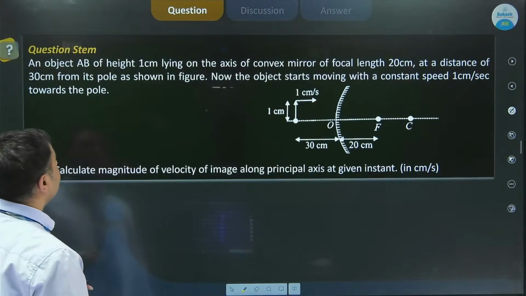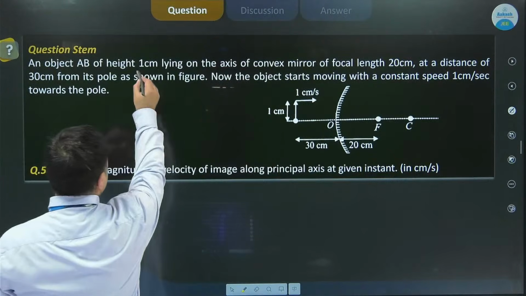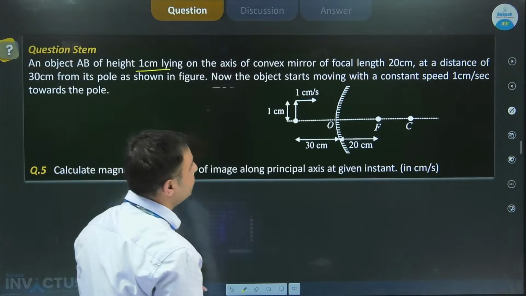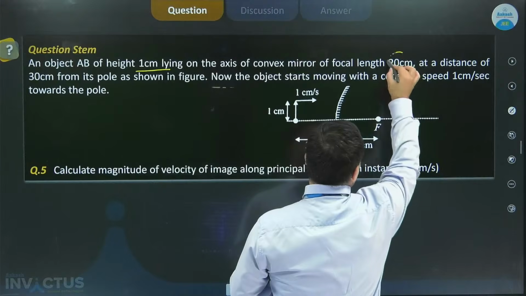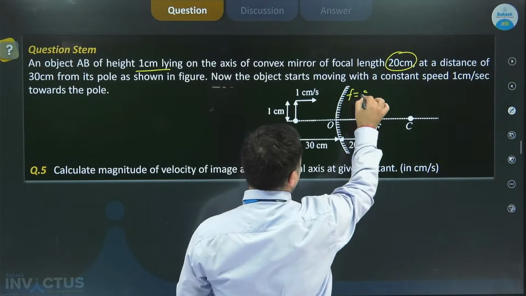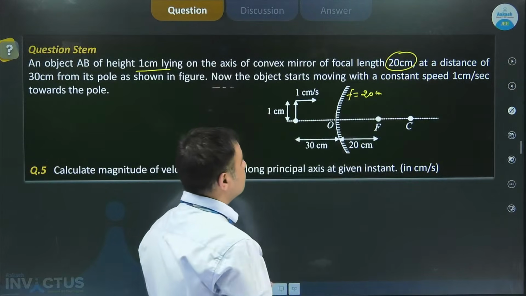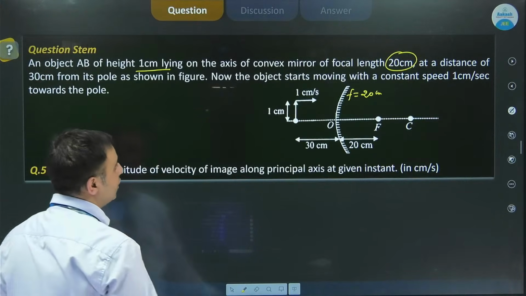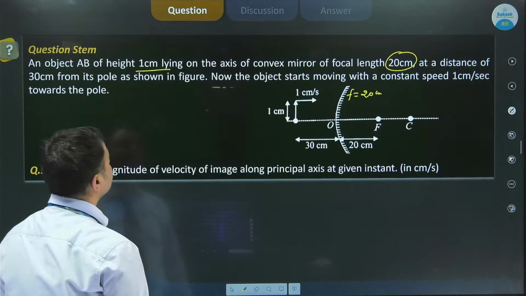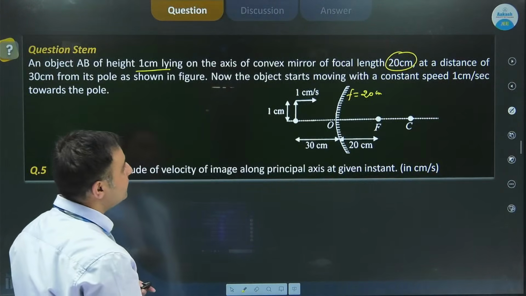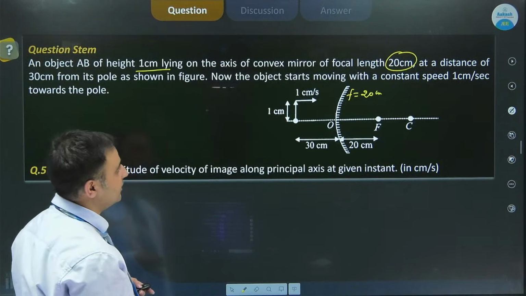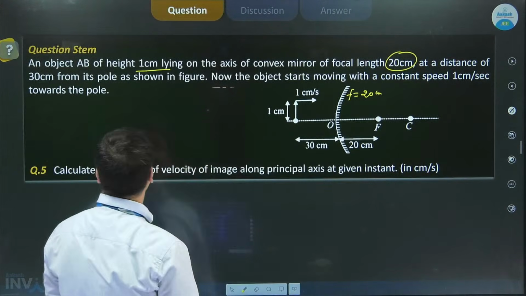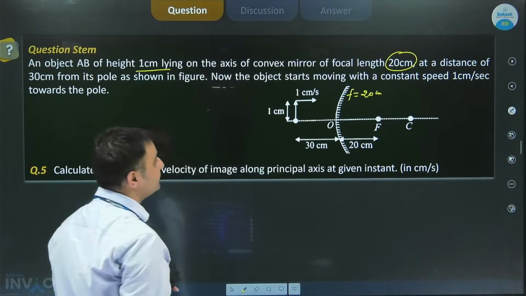An object AB of height 1 centimeter lying on the axis of a convex mirror of focal length 20 centimeter. So focal length is given 20 centimeter, all right, at a distance 30 centimeter from its pole. So object distance is 30 centimeter. Now the object starts moving with constant speed 1 centimeter per second, parallel to the principal axis.